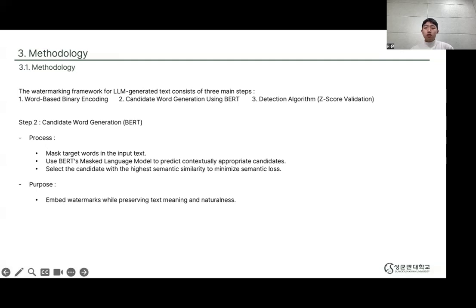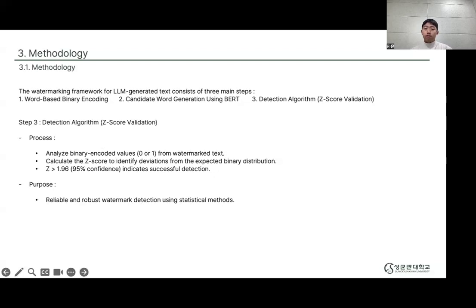Second step is candidate word generation using BERT. To replace words while maintaining semantic meaning, we employ a masked language model based on BERT. Target words in the input text are masked, and BERT predicts contextually appropriate replacements. Among the predictions, the candidate with the highest semantic similarity to the original word is selected.